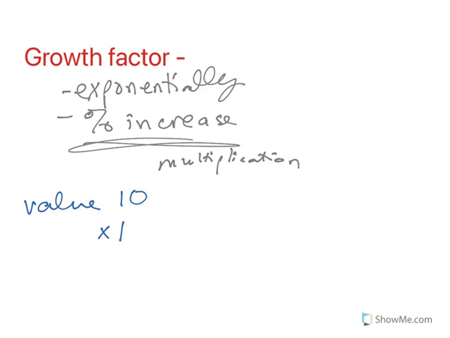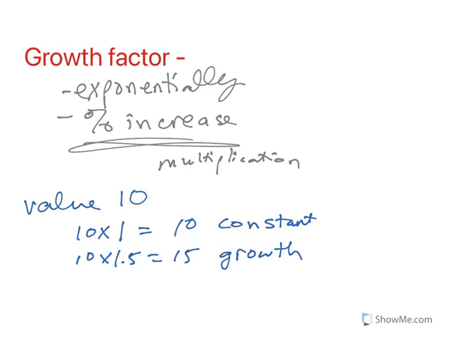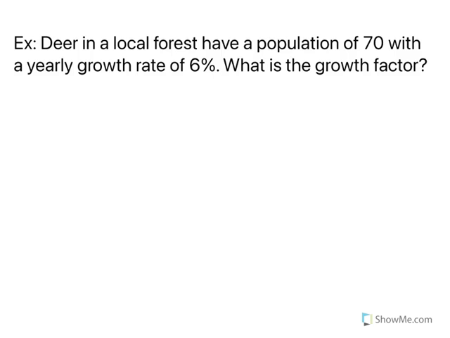If I multiply by 1, I have 10, which means it's constant. So if I multiply by 1.5, we're multiplying 10 by 1.5, that gives me 15. Now we have growth. So a growth factor is going to be greater than 1. That is how this has to be.